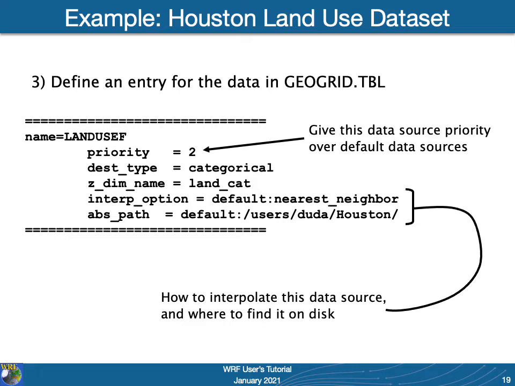And we're going to assign our new entry a higher priority number, a priority number 2. And of course, this is a categorical data set, and if we were to write out the individual fractions of each category, we might want to give a name to that layer dimension of landcat. Lastly, I've prepared this dataset and put it in my home directory /user/duda in a subdirectory called Houston, and I'm telling the geogrid program that I want to simply map these values onto my model grid using a nearest neighbor interpolation.